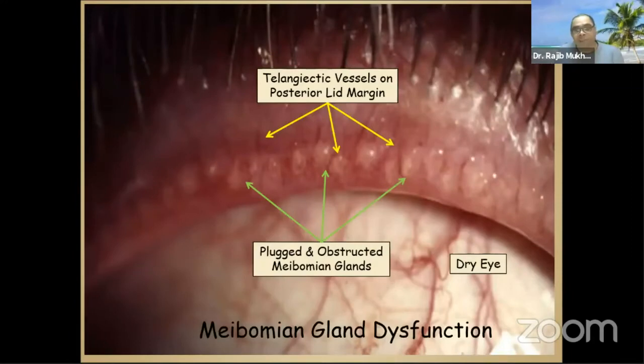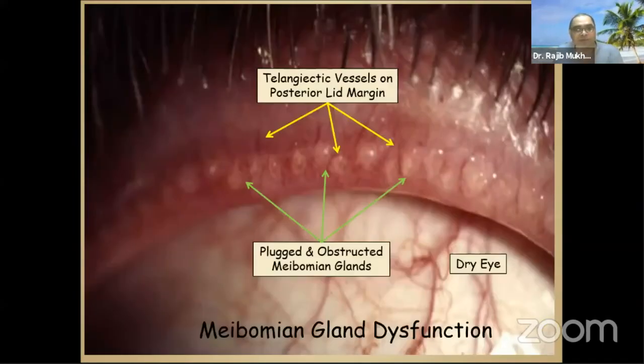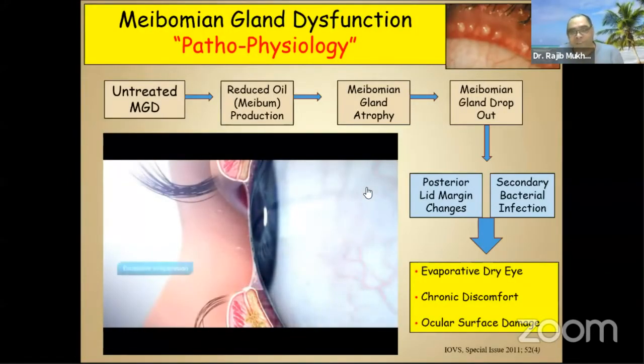Taking the patient on slit lamp, we immediately noticed there's an element of dry eye. The meibomian glands were plugged and obstructed, and there are telangiectatic vessels on the posterior lid margin. Now, this was obviously a case of meibomian gland dysfunction. Untreated MGD eventually leads to or promotes evaporative dry eye, chronic discomfort with ocular surface damage.